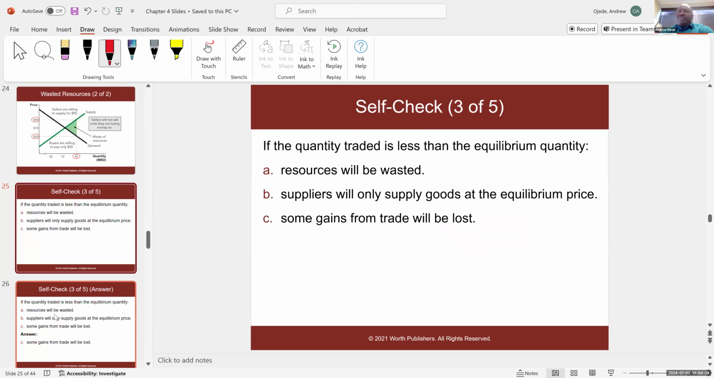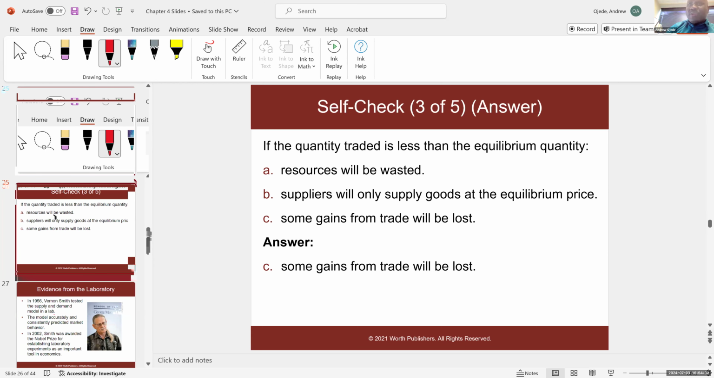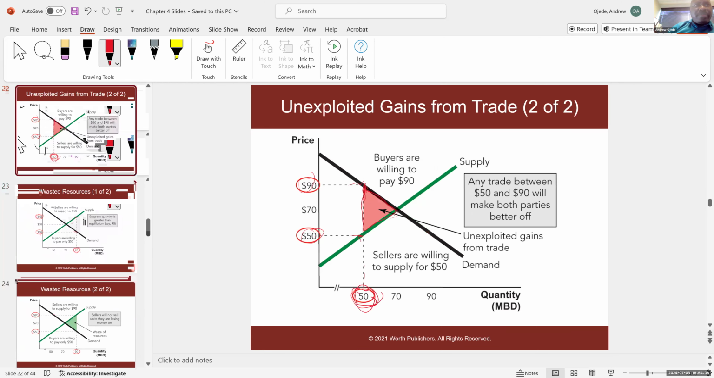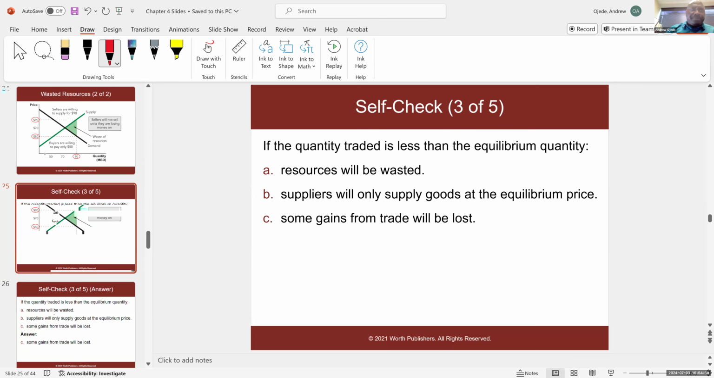Okay. So if the quantity traded is less than the equilibrium quantity, like what we talked about here, when you go back, some gains from trade will be lost. You see, this is the first case, when the quantity traded is less than the equilibrium quantity, because the equilibrium quantity is here. Some gains will be lost. Okay, that's true.